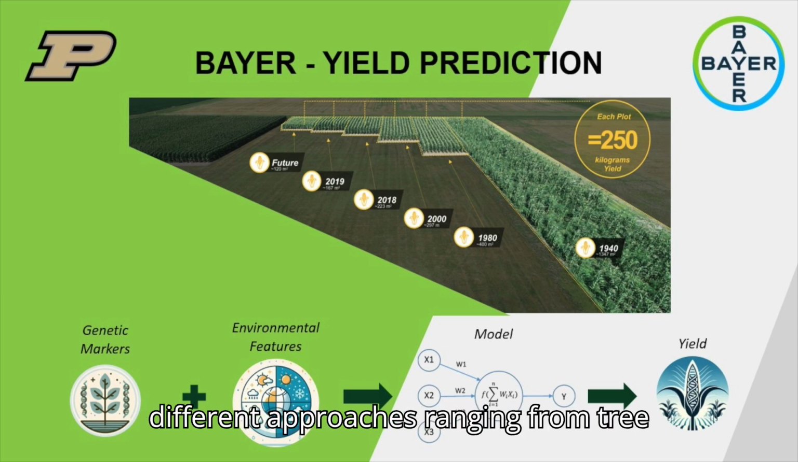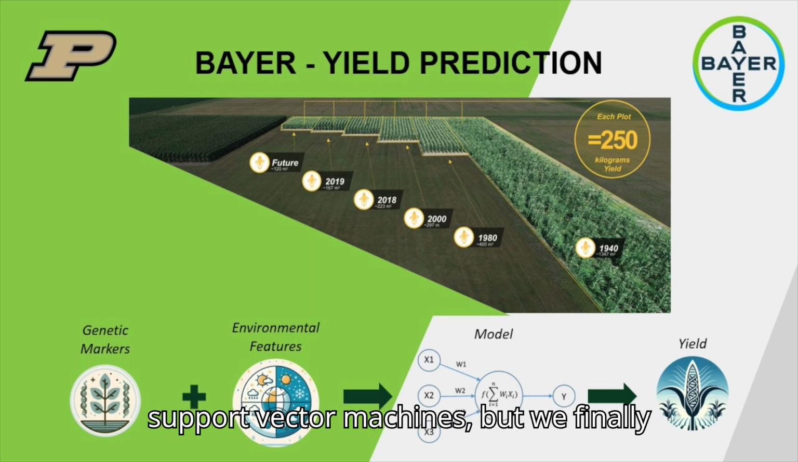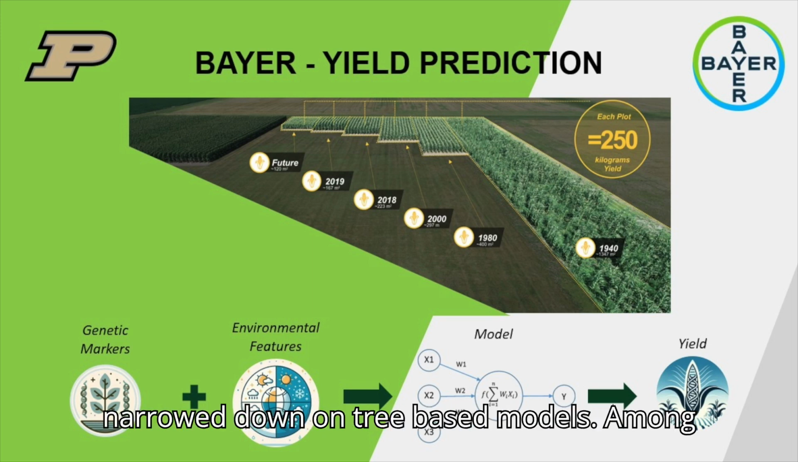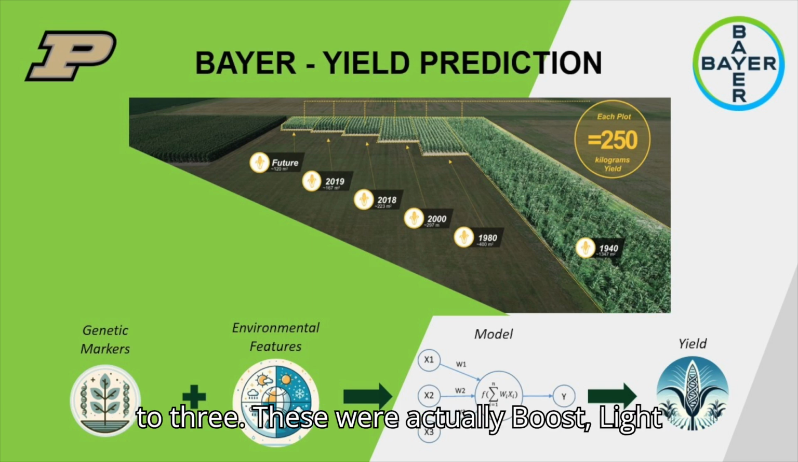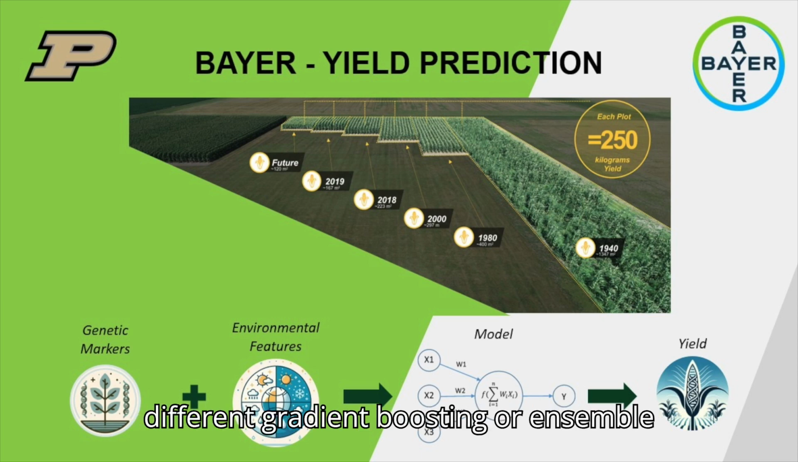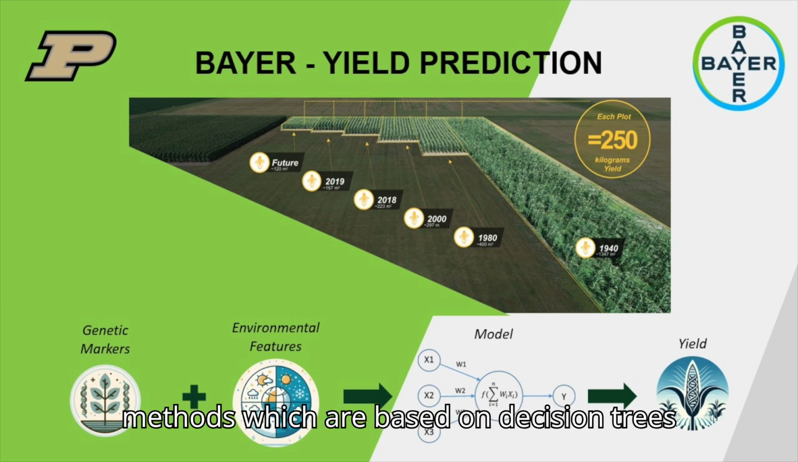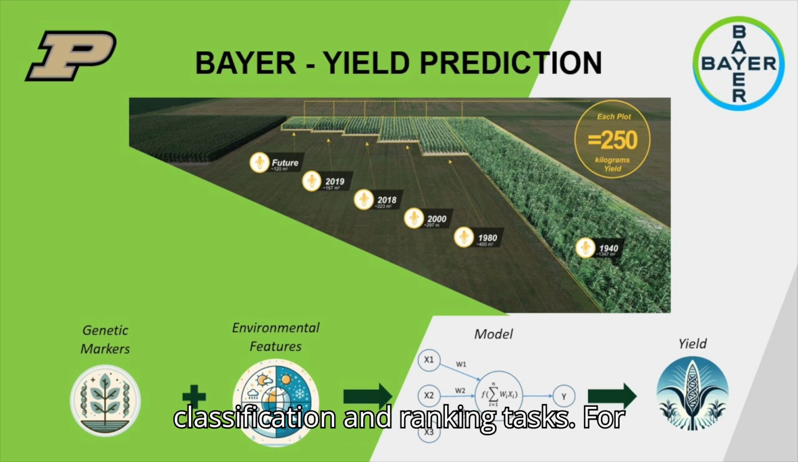We tried several different approaches ranging from tree-based models to neural networks to support vector machines, but we finally narrowed down on tree-based models. Among tree-based models, we narrowed down to three. These were XGBoost, LightGBM, and Random Forest. All of these are different gradient boosting or ensemble methods which are based on decision trees and offer robustness, accuracy, speed, and even can be used for classification and ranking tasks.